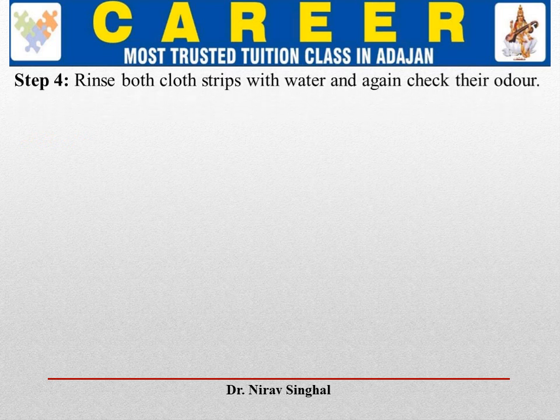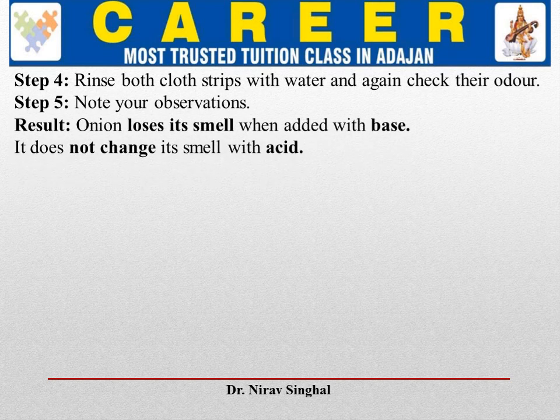Now rinse both the cloth strips with water and check the odor. वापिस उसके स्मेल चेक कीजिए and write down your observation. You can observe that onion loses its smell when added with the base.